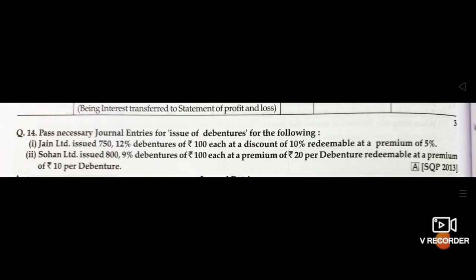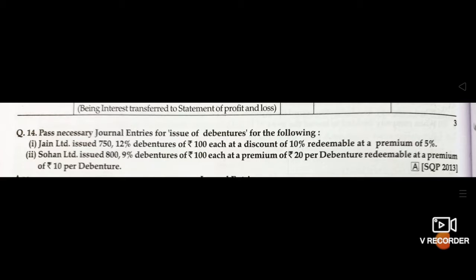Second, Sohan Limited issued 800 9% debentures of rupees 100 each at a premium of rupees 20 per debenture, means adding rupees 20 into 100, they have issued debenture of rupees 100 at rupees 120 per debenture, redeemable at a premium of rupees 10 per debenture. At the time of repayment, they will pay 110 rupees after adding rupees 10 into the face value.